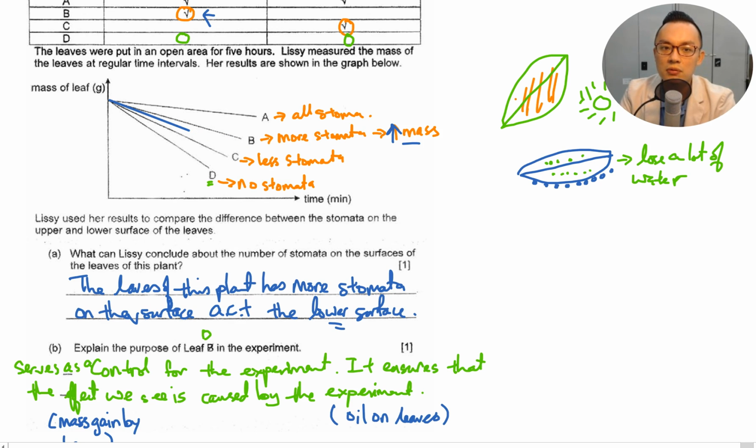But according to this graph, line D is right at the bottom, which is where we expect it to be because there's no oil on it, so all the gases can escape from the stomata. So therefore it's the least, but it just serves as a control to make sure that, hey, whatever we are doing in this experiment actually makes sense, and that's the right thing to expect.